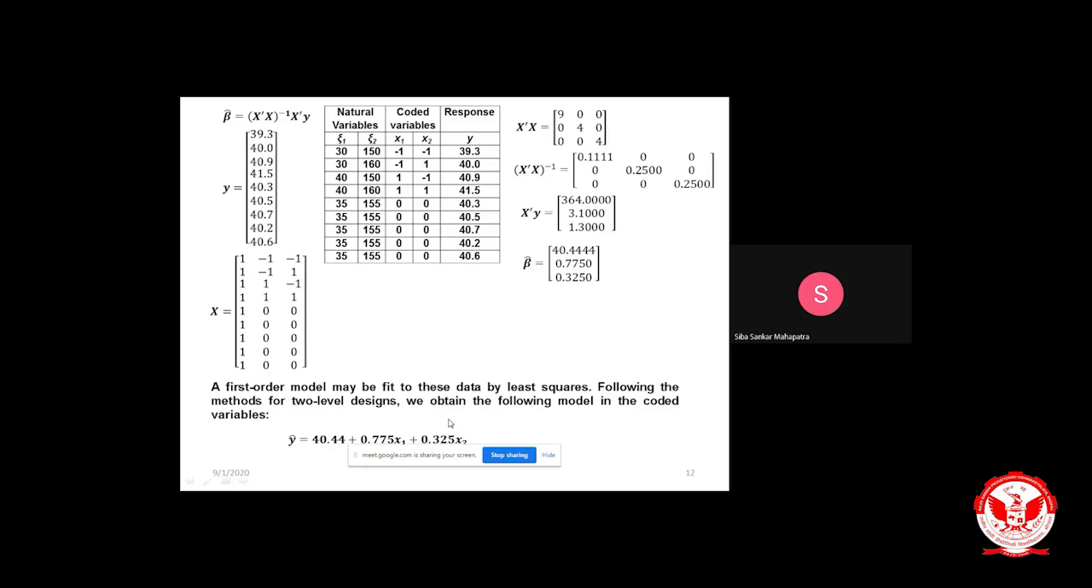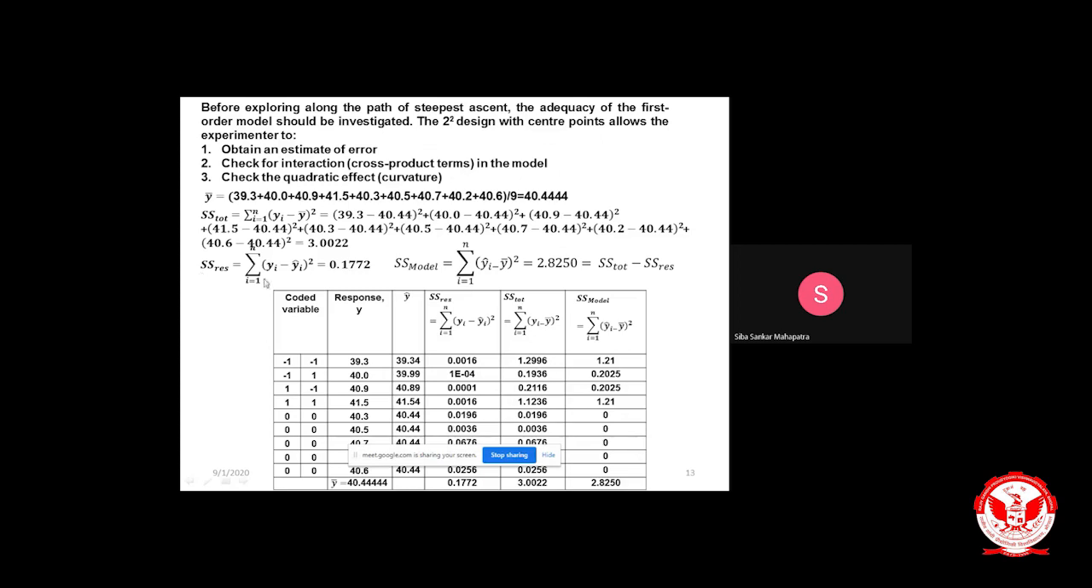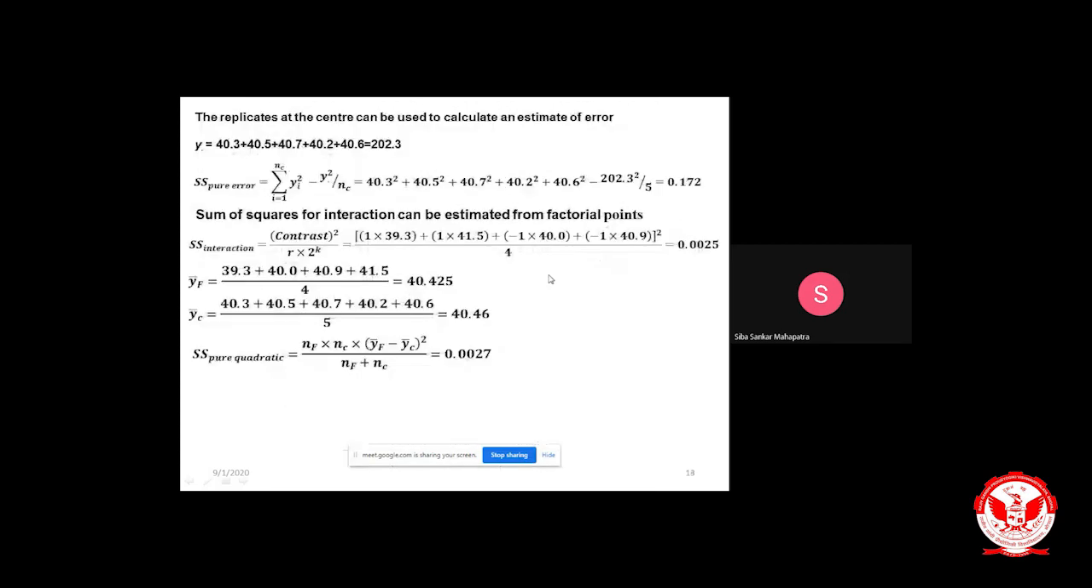So we put, then we get the value of y hat. So SS residual, sum of squares for the residual, is 0.1772. Similarly, sum of square for the model is (y_i hat minus y bar) square, or it can be calculated as the sum of square from the total minus the sum of square of the residual. So sum of square for the model is calculated as 2.8250.